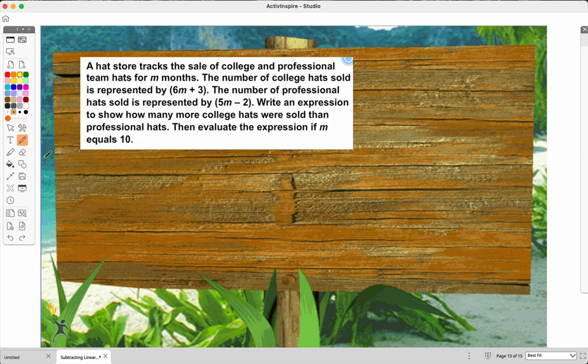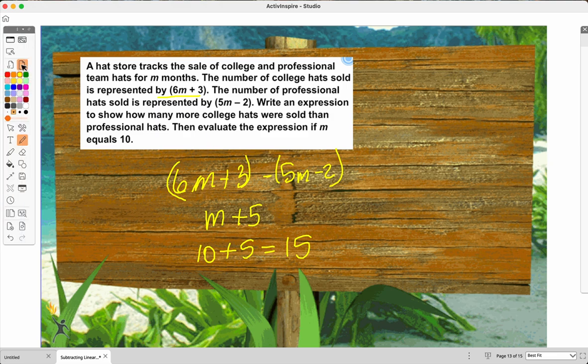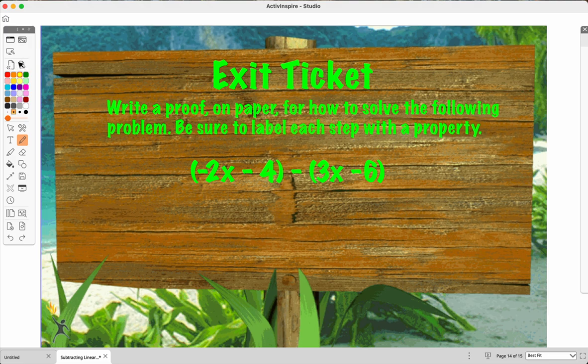If I had a word problem, I can do the very same thing. I come over here and I find the pieces I need, 6m plus 3 minus 5m minus 2. I could do my keep change opposite, or I could put it together. 6m minus 5m is m. 3 minus a negative 2 is a positive 5. So now the last thing is, what if m is equal to 10? Well, I could plug in using a new property we've never really talked about. It's called the substitution property, and find out that there are 15 different hats in between the two types of sports teams' hats. All right, that gives us everything we need to think about.